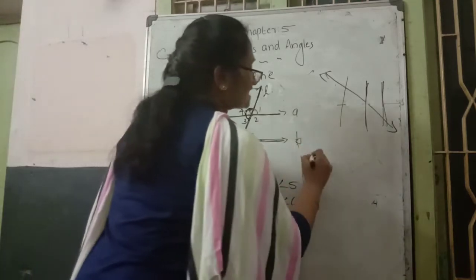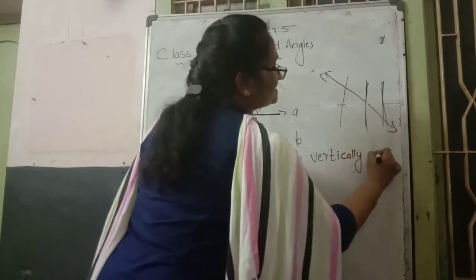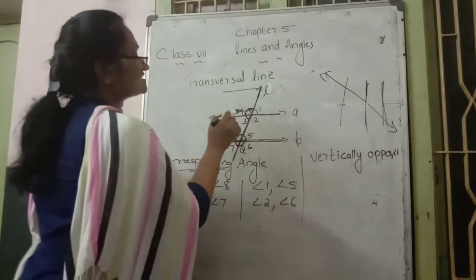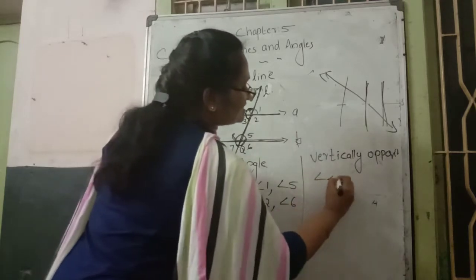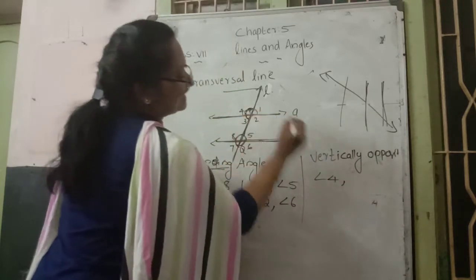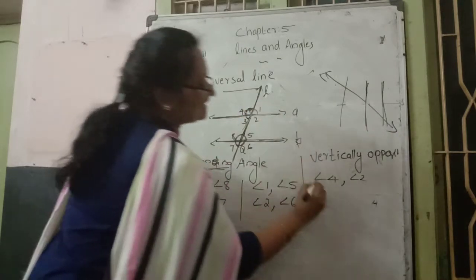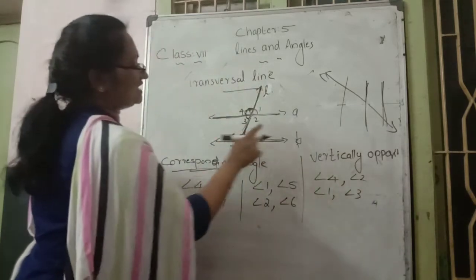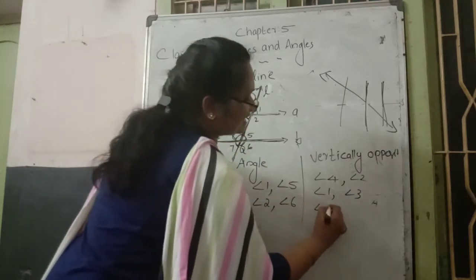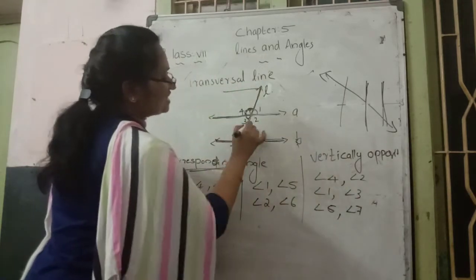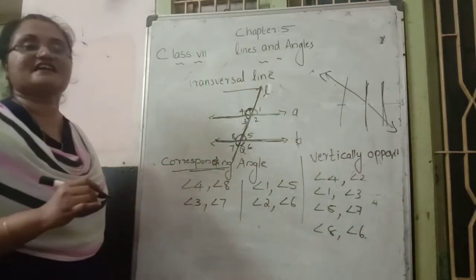Next word is vertical. When a transversal line is made, they make vertically opposite angles also. Which are the vertices? See, V shape. Here, see, this side angle 4 is vertically opposite to angle 2. Next, angle 1 is vertically opposite to which angle? Angle 3. Next, in the B line case, angle 5 and angle 7 are vertically opposite. Next, angle 8 and angle 6 are vertically opposite angles. These are the second type of angles.